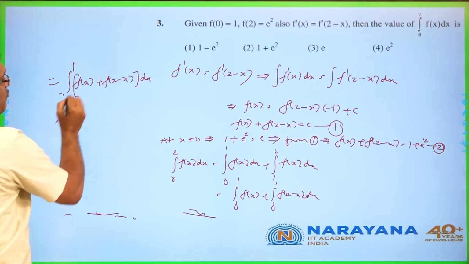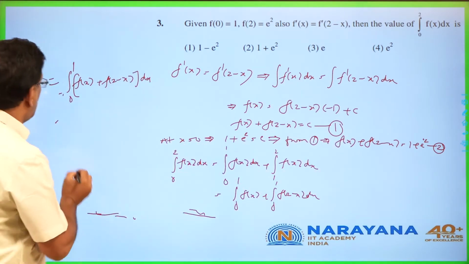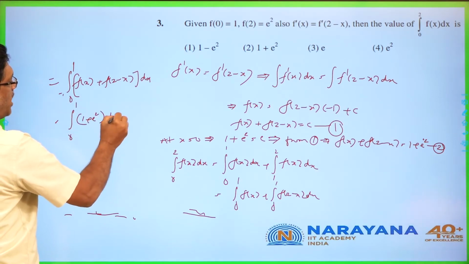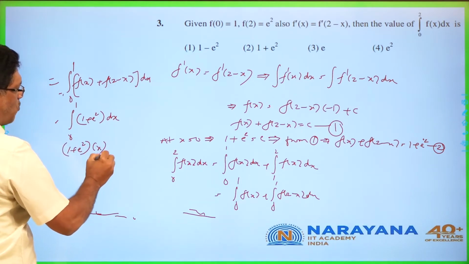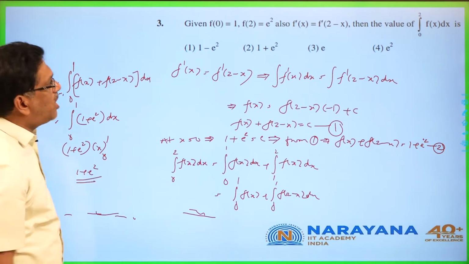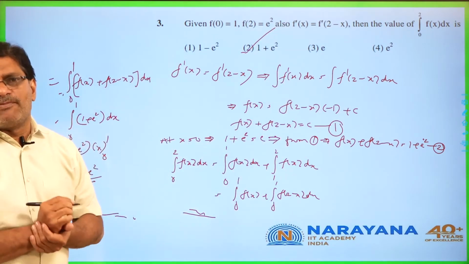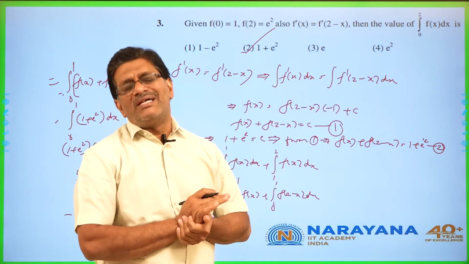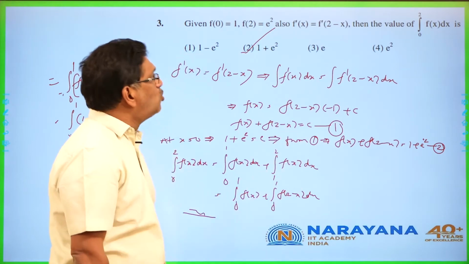This is f of x plus f of 2 minus x. Already we have got it as 1 plus e square. It is 0 to 1 of 1 plus e square dx. 1 plus e square is constant. Integration of 1 is x, 0 to 1. That is 1 plus e square itself. This is the answer for the third one. Simple property we are applying. In fact, the symmetric concept is nowhere used in this one. So it is a property, please do remember.